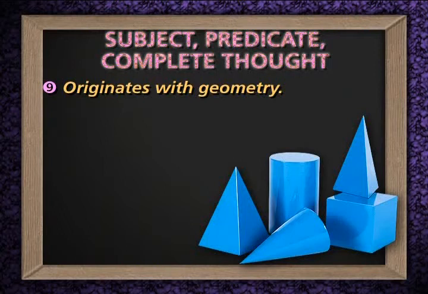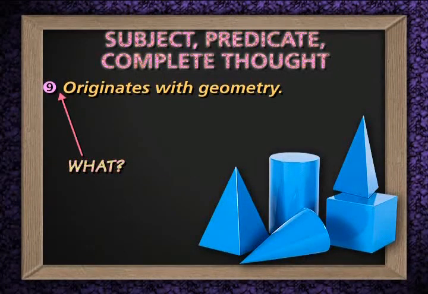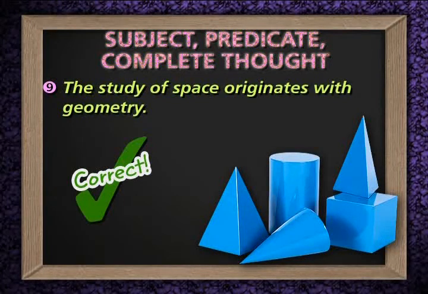Number 9, originates with geometry. This word group is missing a subject. I don't know what originates with geometry. It could be a ham sandwich for all I know that originates with geometry. So I've got to look at this word group and try to figure out which subject would make the most sense. I'm going to use the study of space because I happen to know that the study of space did indeed originate with geometry. Now my sentence is correct because I've added a subject. The study of space originates with geometry.